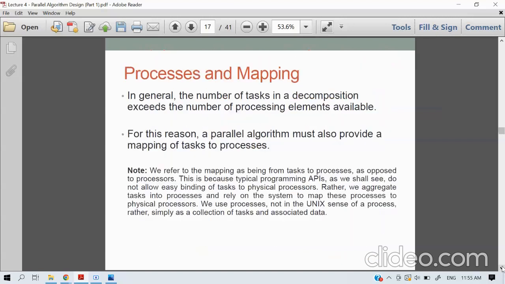Okay, next we move on to processes and mapping. It says that in general, the number of tasks in a decomposition exceeds the number of processing elements available. For this reason, a parallel algorithm must also provide a mapping of tasks to processes. We have to do mapping. Why? Generally, the number of tasks usually exceeds the number of processing elements. There are more tasks than the elements we have to process them. So that's why we need to do a mapping.